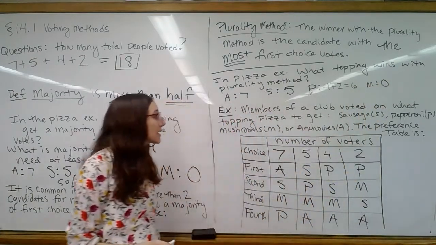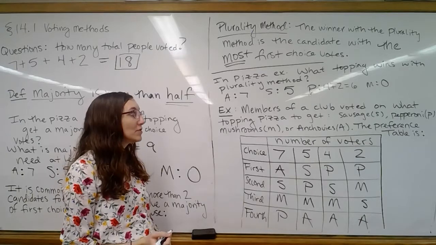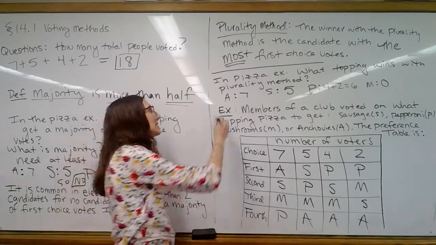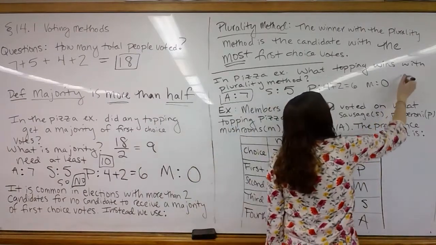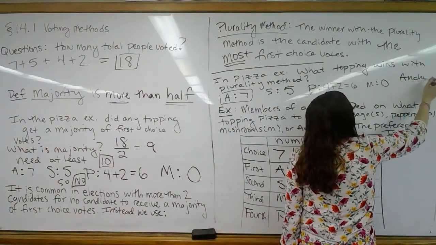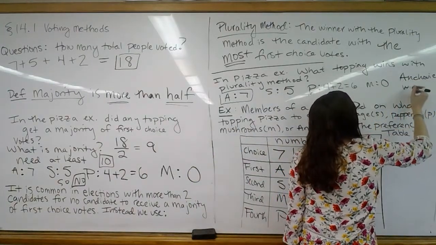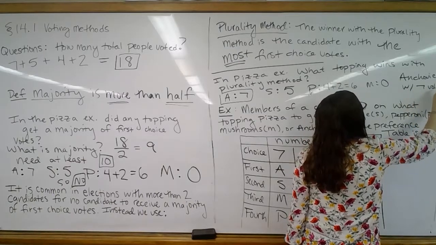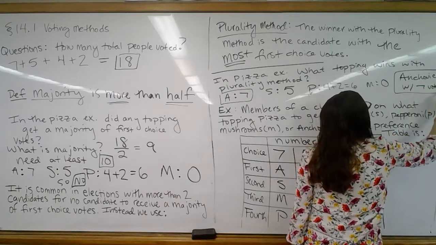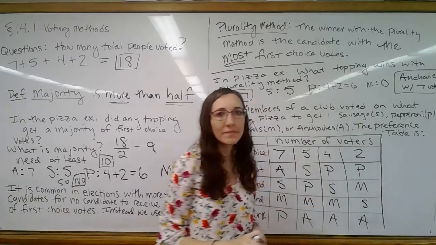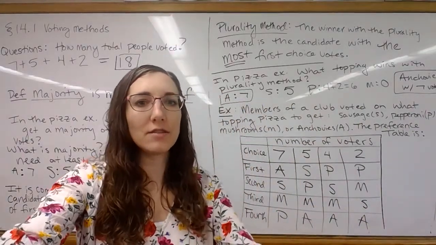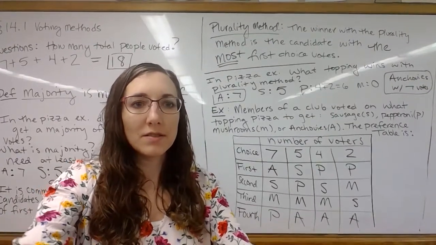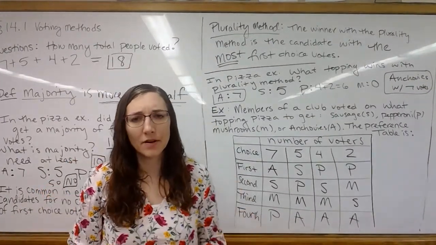So then we're just asking, all right, who had the most? And the most, in this case, would be anchovies. So this would be anchovies with 7 votes. Oops, that got a little cut off for you, but I'll turn it a little for you. So anchovies with 7 votes.